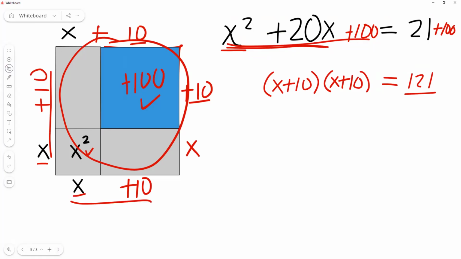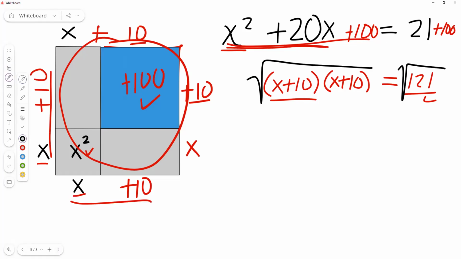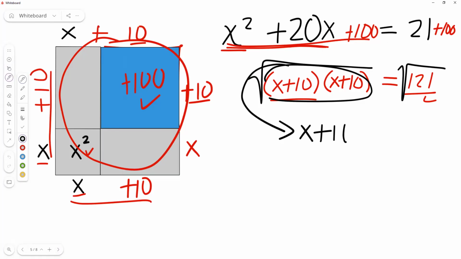Now that we know the area of the bigger square and we know what the sides are, all we've got to do is take the square root. I'm going to take the square root of this side and the square root of this side. We got x plus 10. We got two pairs, so we're going to bring that out, and this is just going to be x plus 10. And then the square root of 121 is going to be plus 11, but also equal to negative 11.